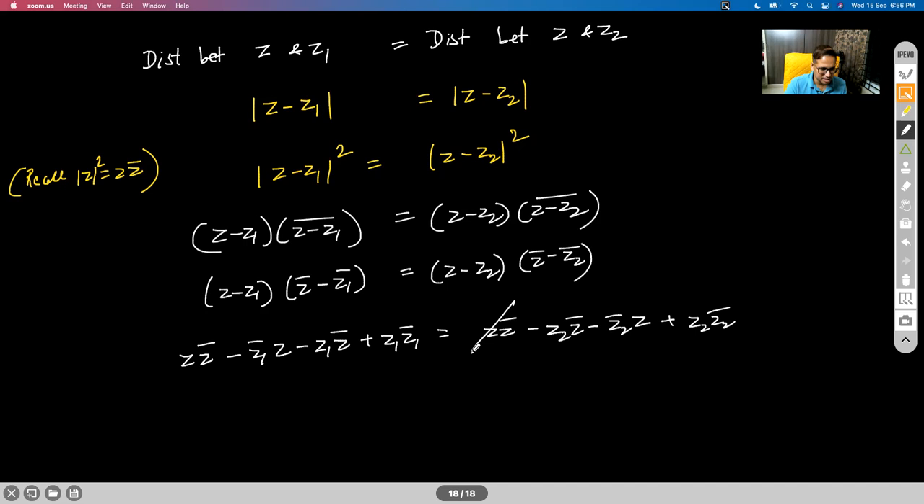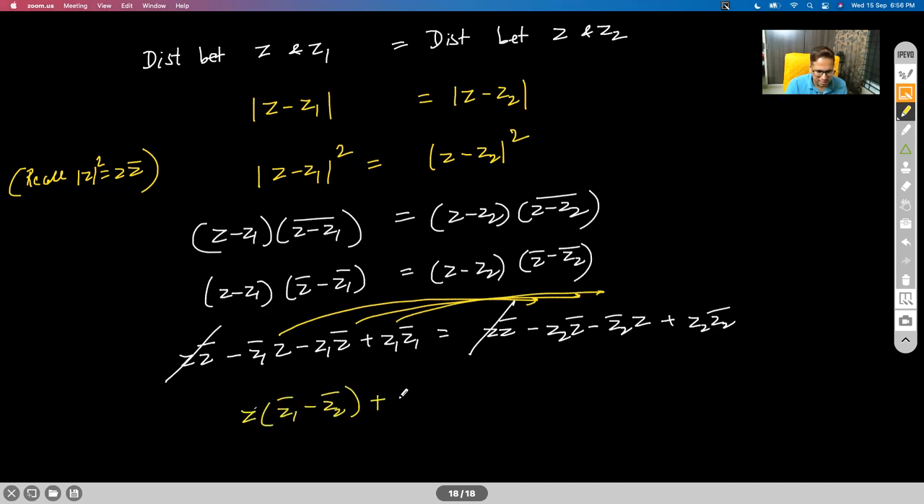Okay. So let's score off whatever we can score off and let's collect all the Z terms together. In fact, let's collect it to the other side. Maybe let me take the left hand side to the right. So let's take this term to the other side, this term to the other side, this term to the other side. So it'll become Z times (Z1 conjugate minus Z2 conjugate). Then you will have minus Z conjugate times (Z1 minus Z2), and I'll have mod Z2 square minus mod Z1 square equal to zero. Correct me if I'm wrong. Correct me if I've missed out any term.